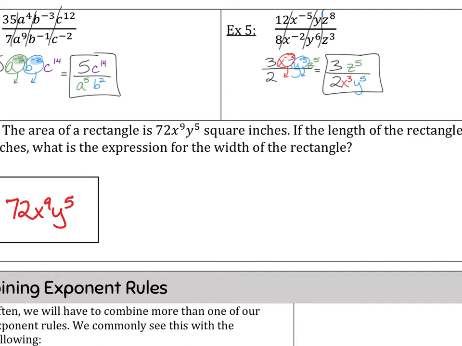If the length of the rectangle is 6x to the 3rd, y, okay, so here's the length, 6x to the 3rd, y. What is the expression for the width of the rectangle? Wait, so why do you have A, B, C in an equation? Because there's 3 variables that we don't know, so we're going to label them A, B, and C. We could have called them heart, star, and mushroom, but we decided to use letters instead.